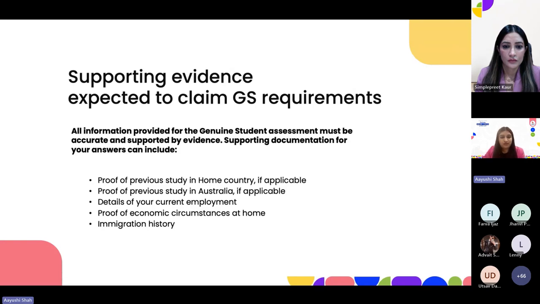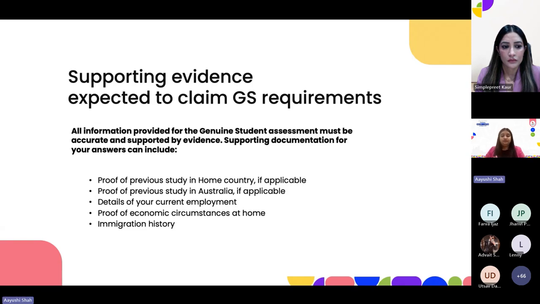This is an exhaustive process, I understand, but it ensures that only the most qualified and only the genuine students make it through. Now, this is basically the whole motive of the Immigration Department and the Department of Home Affairs, that the applicant must have strong academic purpose, financial stability, and genuine intent to study in Australia.